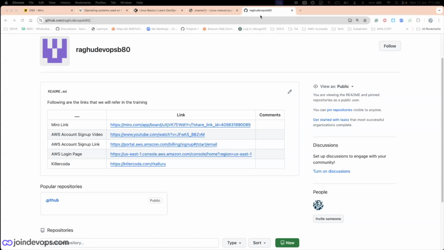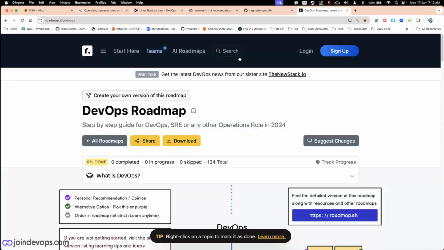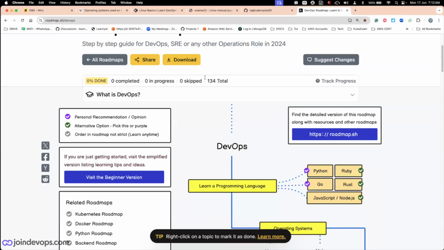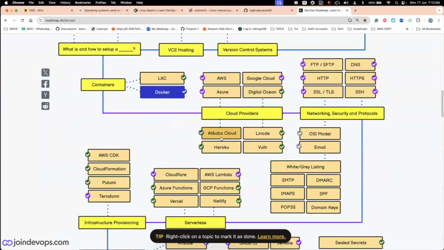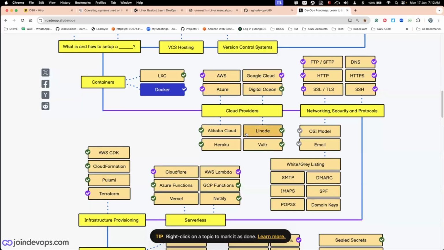Yeah. Azure DevOps is just a tool, by the way. There is no such thing called AWS DevOps. Azure DevOps is a product. Now you can see this in the roadmap.sh. Yeah, even here, by the way.